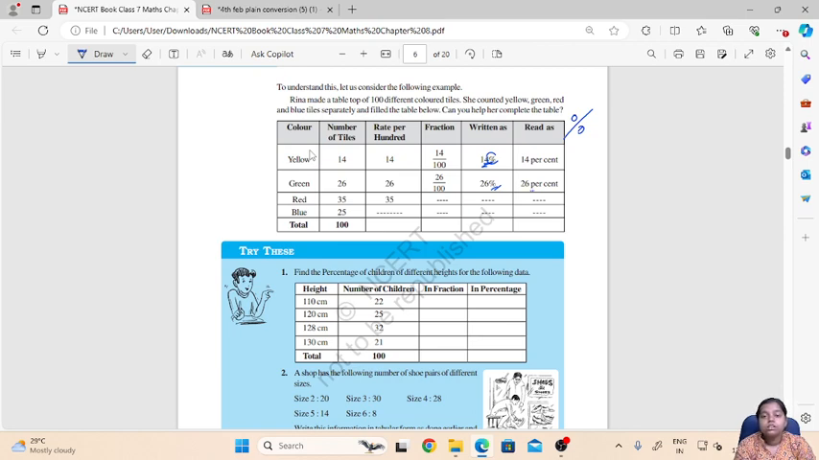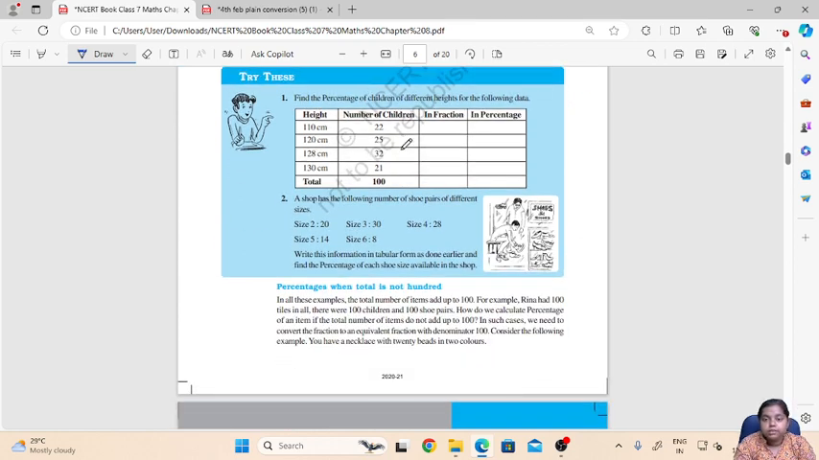For 35 it will be 35 upon 100, so that will be 35%, and we write it as 35%. Similarly for 25, the rate per 100 will be 25, and 25 upon 100 will be 25%. Now try to complete this table also.